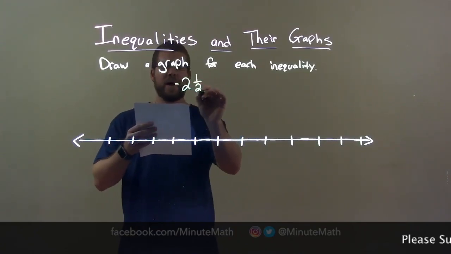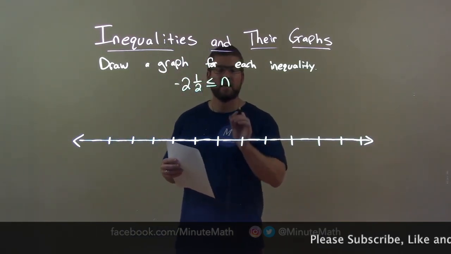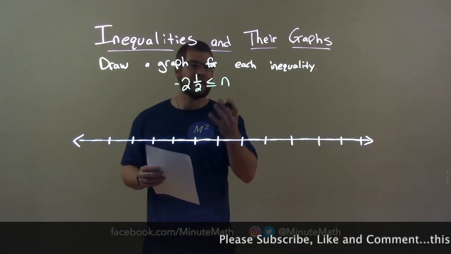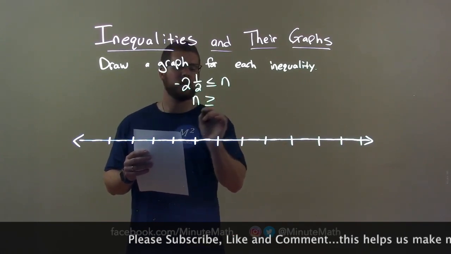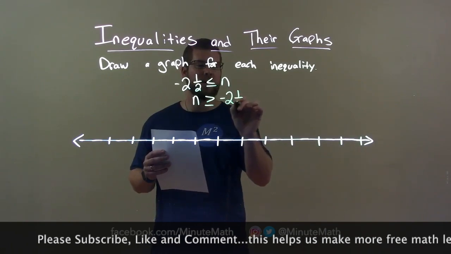-2 and 1/2 is less than or equal to n. Well, I want to get n completely by itself. It already is, but I'd like it also to be written first. So I can rearrange this to have n come first, and we flip the inequality when we do so, and we have n is greater than or equal to -2 and 1/2.